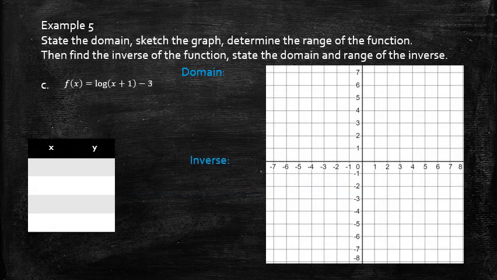Okay, so we're still in example 5 up to part C. Our function is f of x is equal to log of the quantity x plus 1 minus 3. So the domain, again, we get by looking at the function. So the input to the log must be positive. So x plus 1 must be greater than 0, which means x must be greater than negative 1. So we'll go from negative 1 to infinity.